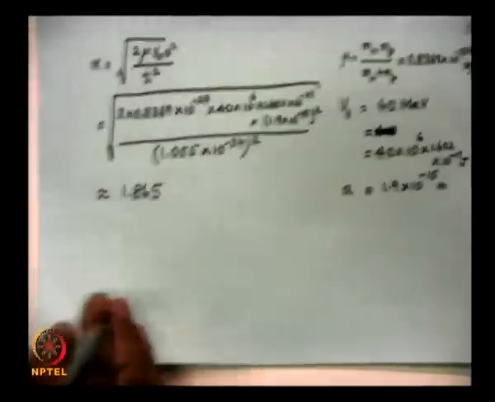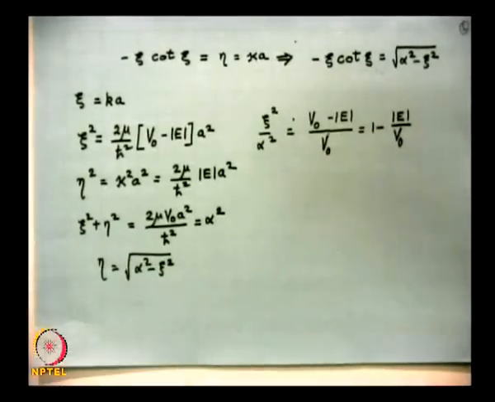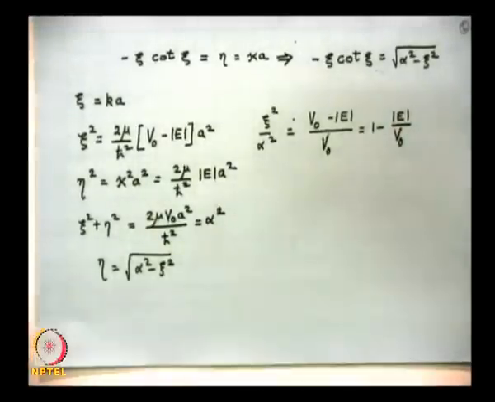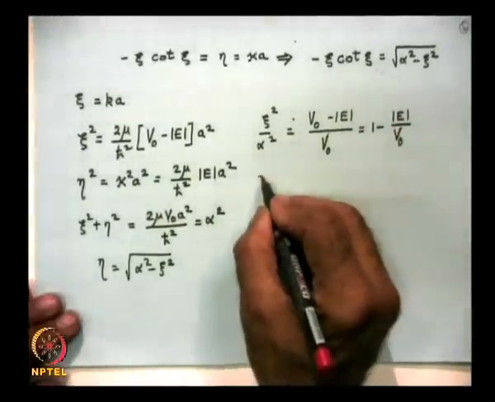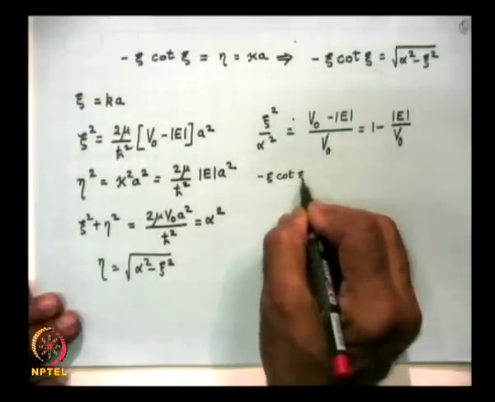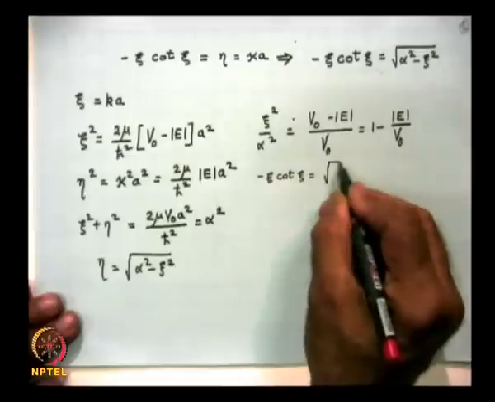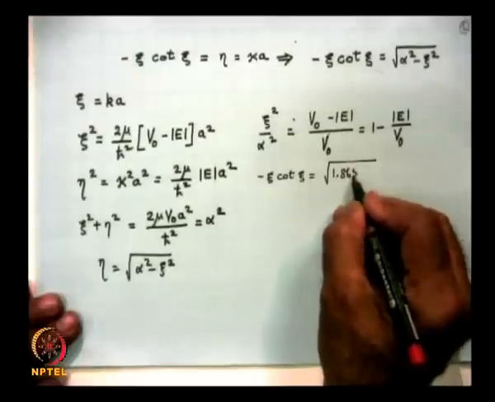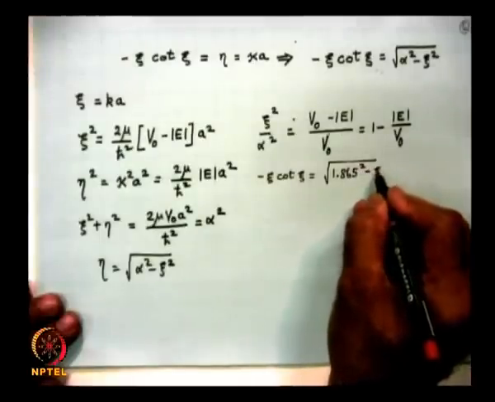So, we go back to this transcendental equation. We have calculated the value of alpha. So, the transcendental equation becomes minus xi cot xi is equal to under root of 1.865 whole square minus xi square.